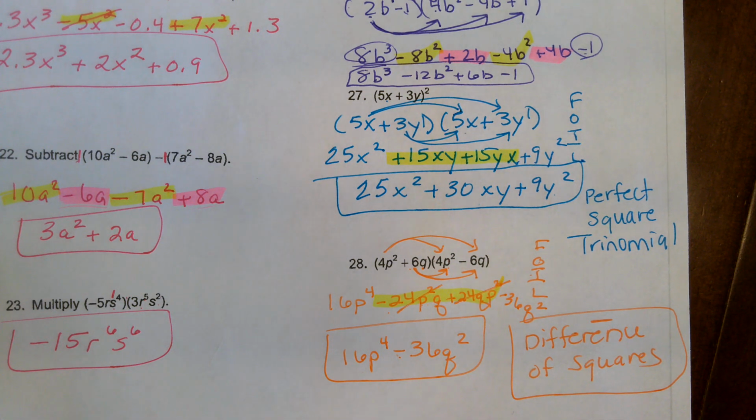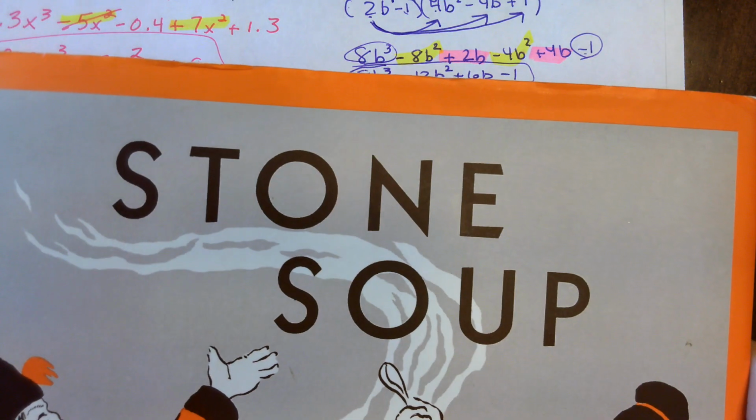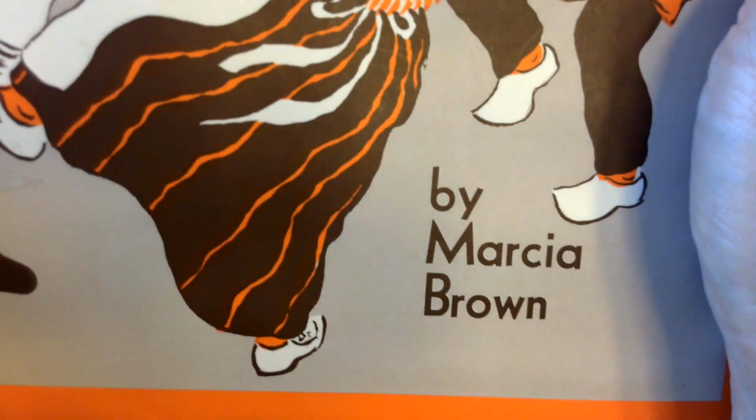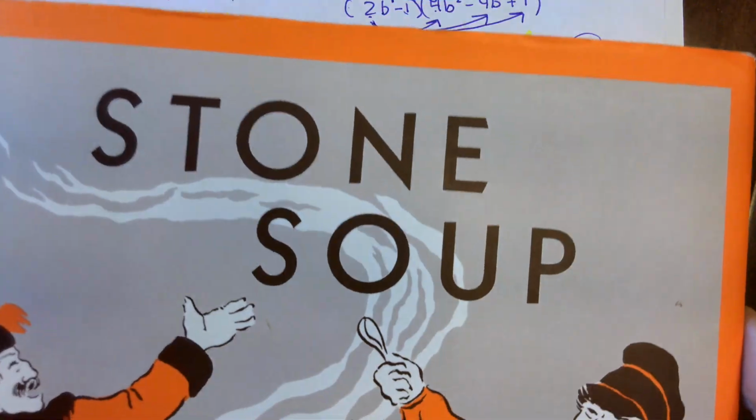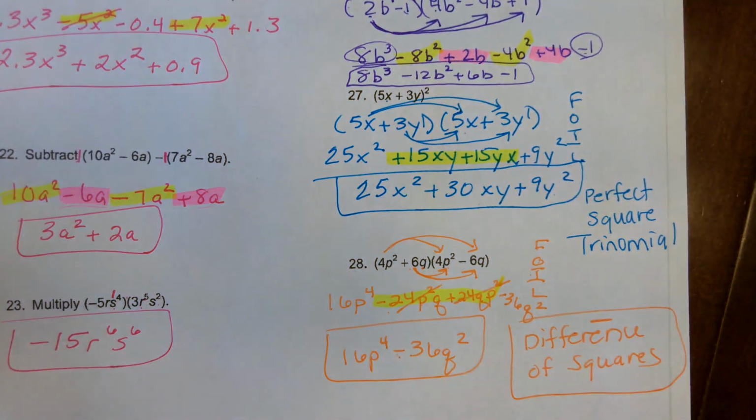I did not tell you, we are almost done, except I didn't tell you my book for today, so I just want to show you quick. It was Stone Soup. If you've never read it, read it to your little siblings. Stone Soup by Marcia Brown. The last letter is E.